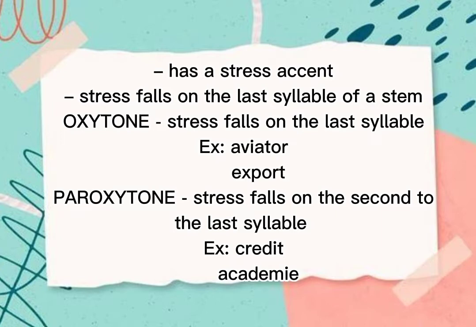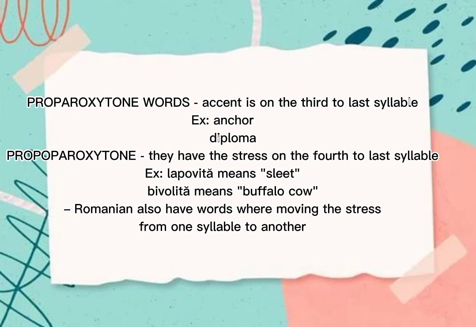The next type of stress is the paroxytone words, in which the stress falls on the second to the last syllable. Example, credit, academie. The next type of stress is the proparoxytone words, in which the stress is on the third to the last syllable. Example, ancoră, diplomă.